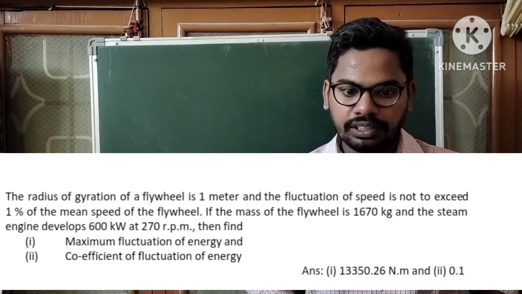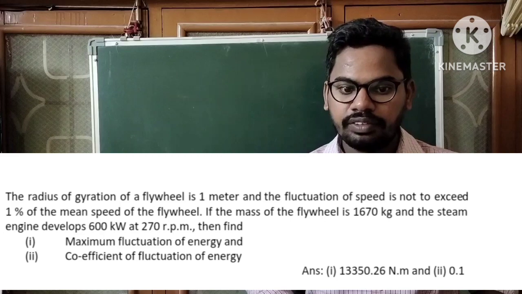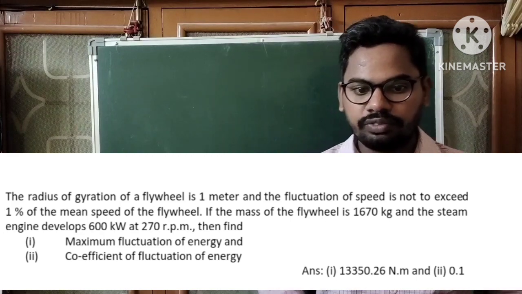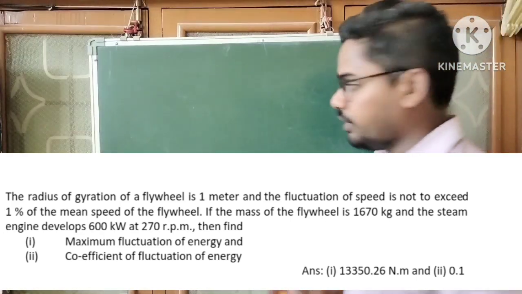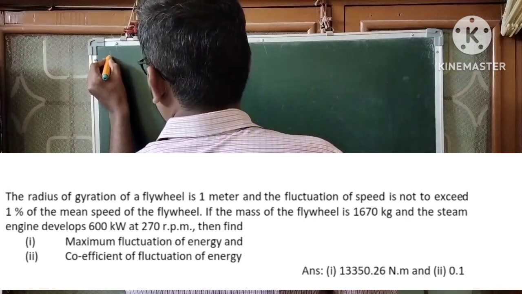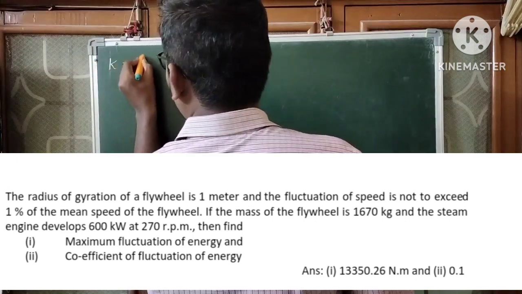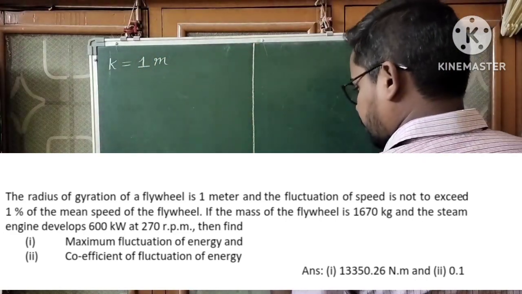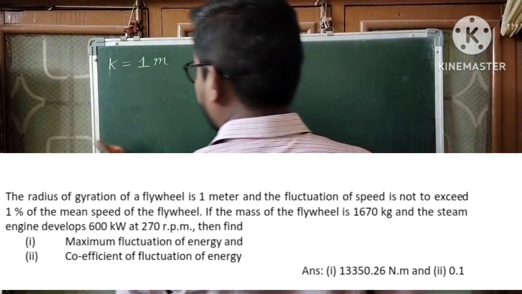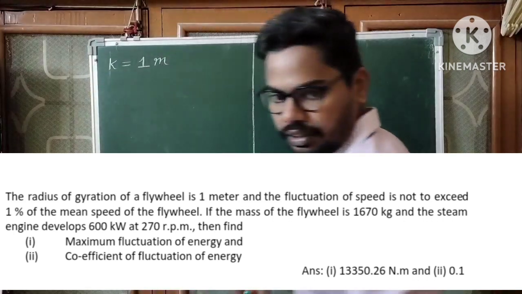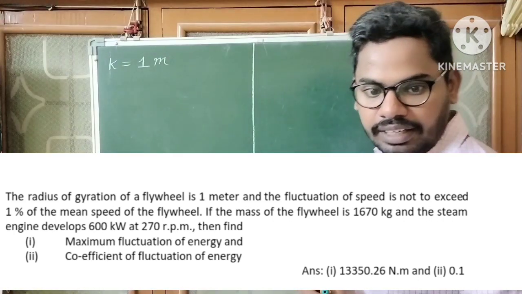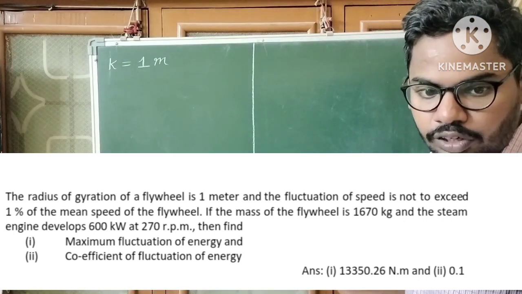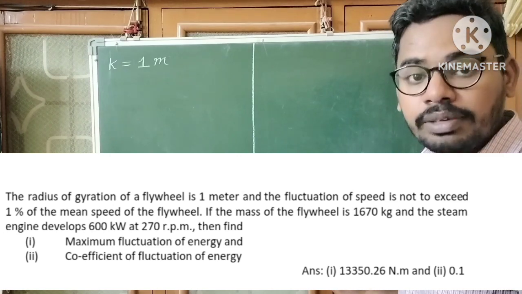So first of all, here given the radius of gyration of a flywheel as 1 meter. So radius of gyration of the flywheel, denoted by K, is equal to 1 meter. So first of all let us note down the given data, and also given the fluctuation of speed is not to exceed 1% of the mean speed.